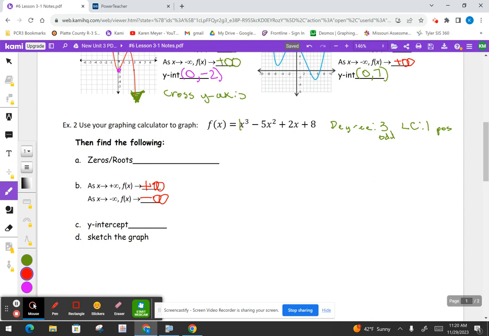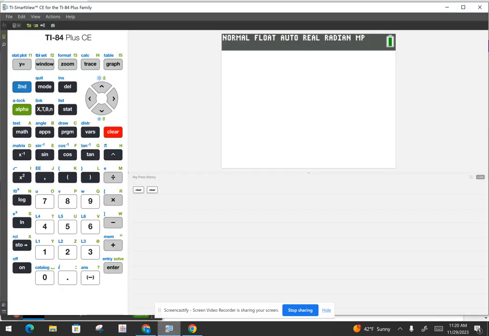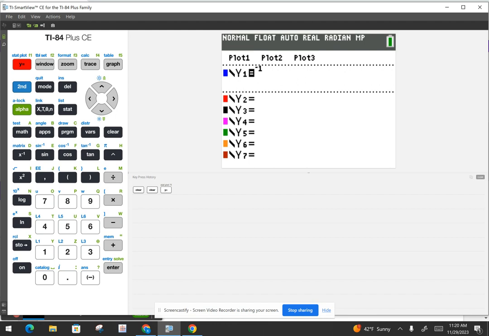Now, if you don't have a chart, let's say you're going to use a graphing calculator. So I'm going to pull up my app for the graphing calculator. And remember, to graph, you're going to go to the y equals key. Clear out anything that happens to be there. And then we're going to go x to the third power minus 5x to the second power plus 2x plus 8. And then I'm going to hit graph.